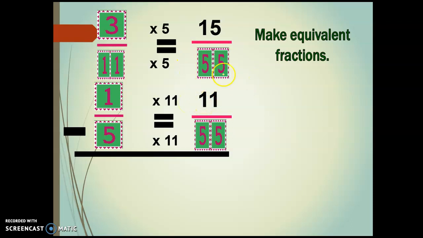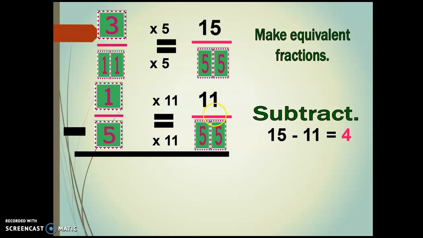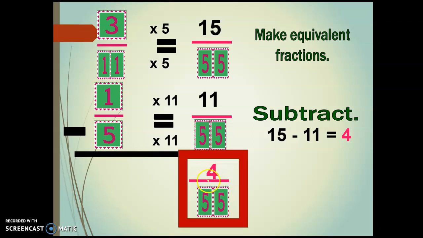After having the same denominator, we subtract the numerators. So 15 minus 11 is 4. We copy the denominator and then we write the 4 here in the numerator. Therefore, our answer is 4 over 55.